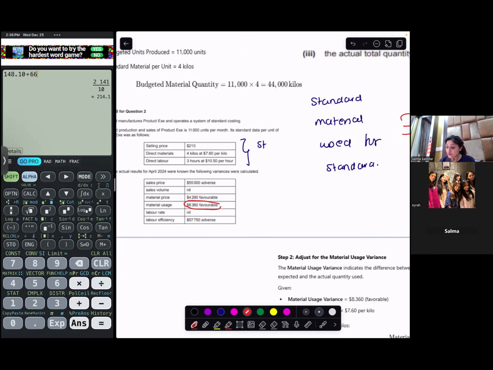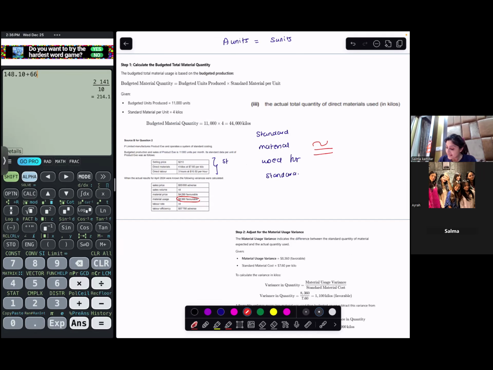If I compare this with the actual material used for actual production, I'm going to get a material usage variance. And this material usage variance is favorable. That means actually I have used less quantity. Are you with me?